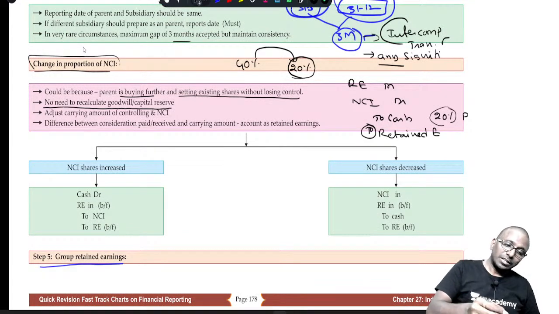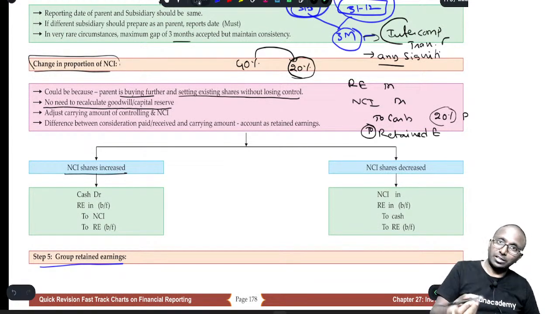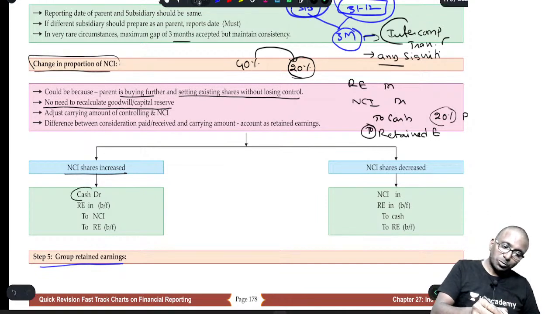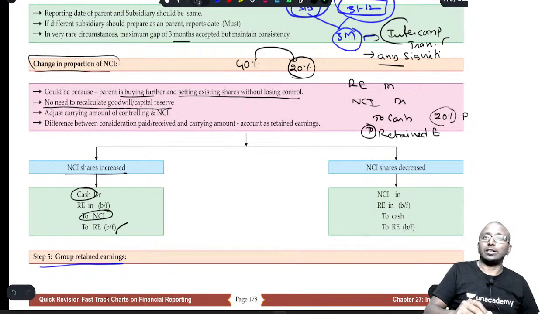Now suppose the NCI share increased, meaning we sold some part. You sold some part, so you must have got cash. NCI increased means the NCI account is supposed to be credited. The balancing figure will be retained earnings.